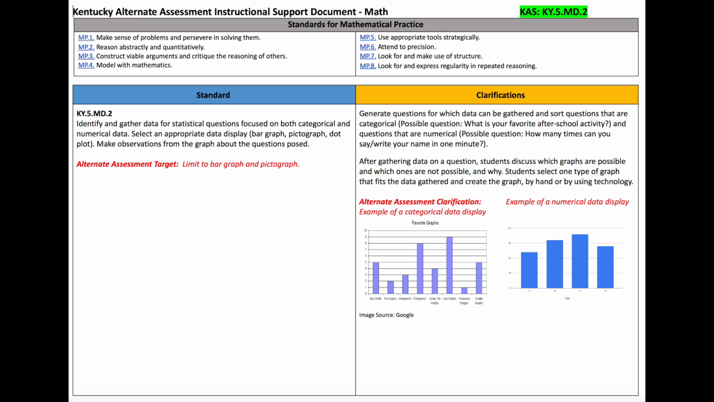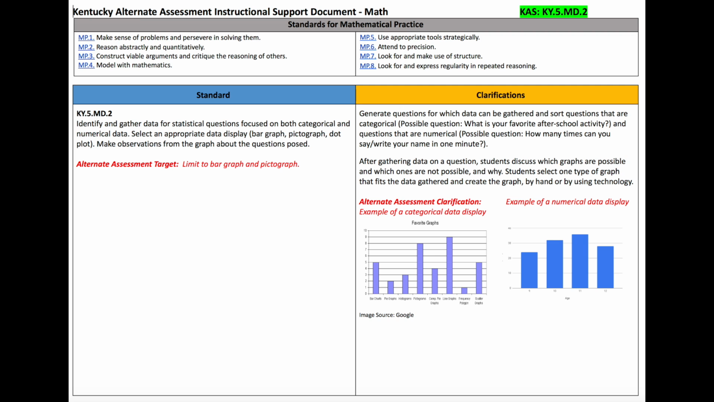And hopefully you can see an example of it that's actually on here. The categorical example is favorite types of graphs, and they've just done a survey. And over here, this is an example of numerical, some numbers. It's not labeled, which is a no-no, because graphs are supposed to be labeled. They're supposed to have a title, and they're supposed to have each side labeled if you're doing a bar graph. So that's something we need to address when we put this together that's been left out.